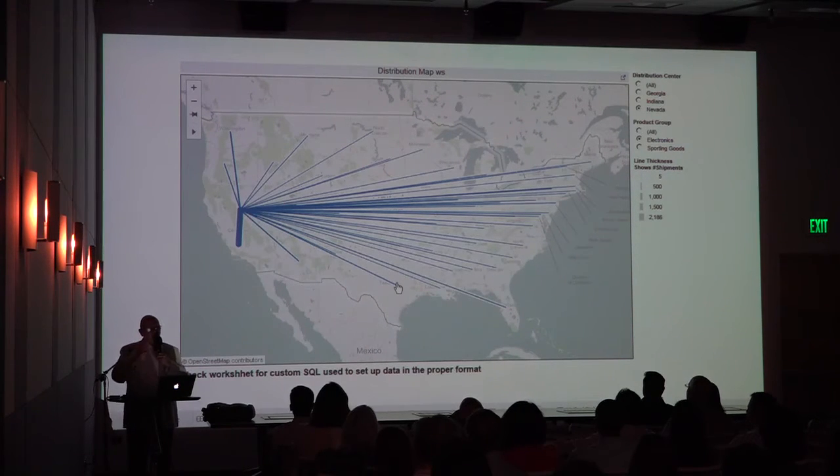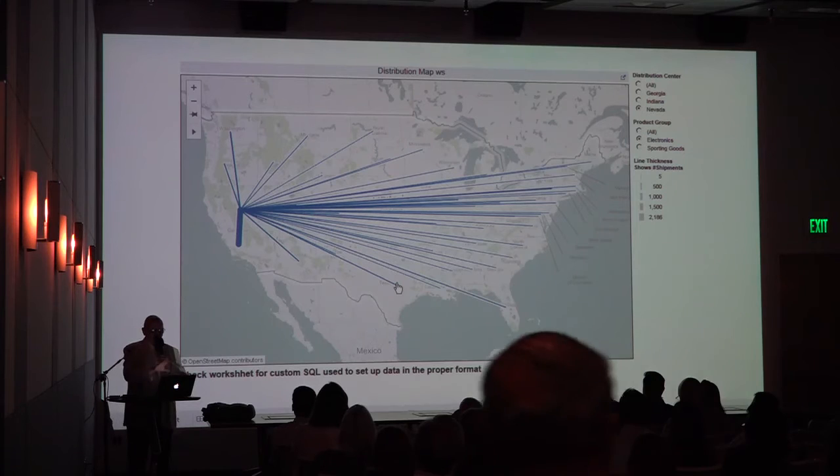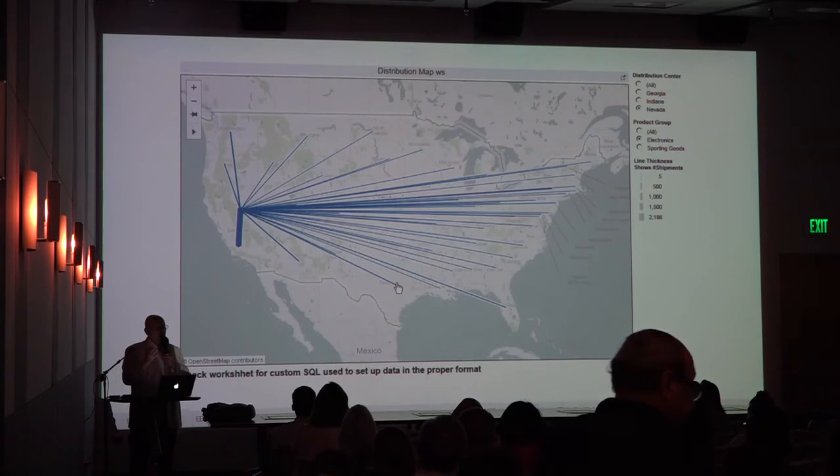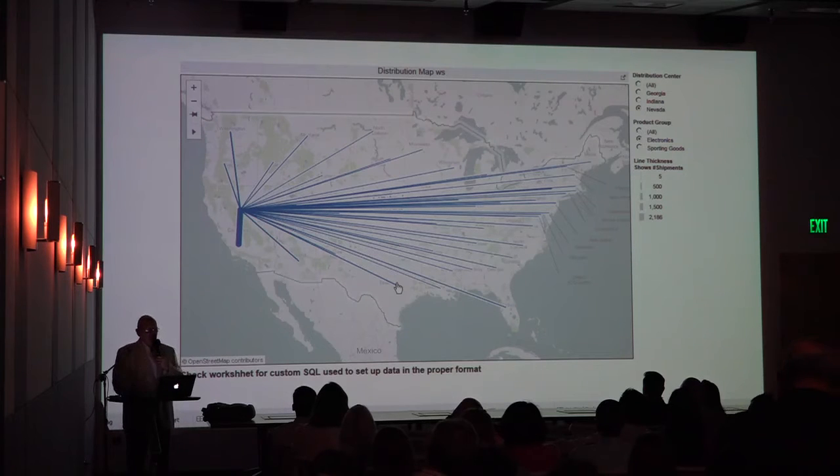So they're able to visually just go through very, very quickly. Instead of looking at tens of thousands of lines of sales data, they were able to look at this very, very quickly and determine where they needed to move product to match sales.